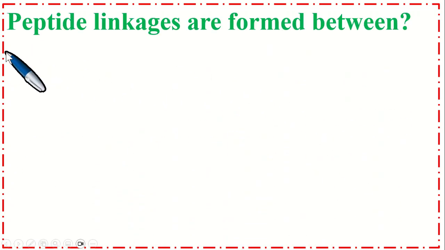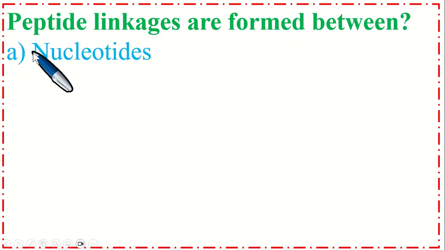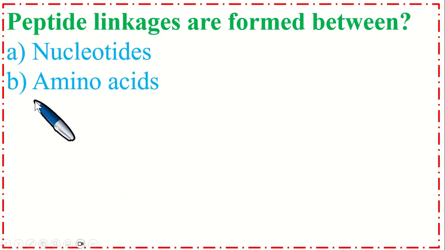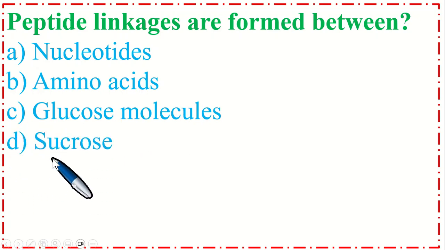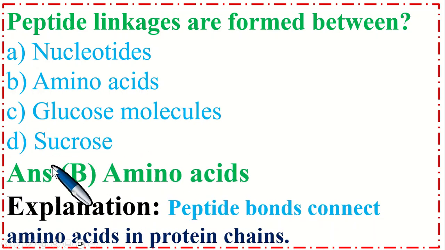So this is the last MCQ. Peptide linkages are found between option A nucleotides, B amino acids, C glucose molecules, and option D sucrose. So the correct option is B amino acids. Explanation: peptide bonds connect amino acids in protein chains.